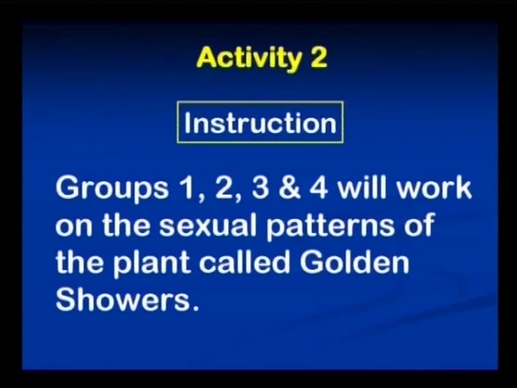Okay, good. Now our activity 2, groups 1, 2, 3, and 4. You're going to work on the sexual patterns of the plant called golden showers. Your friends have just given you part of the reproduction pattern of this plant, but there is more to it. So you will be working on the plant golden showers.